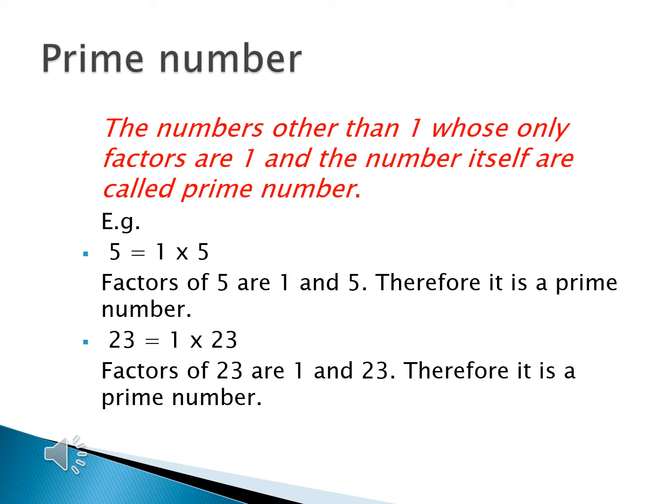Similarly, 23 is also expressed as 1 into 23. That is, factors of 23 are 1 and 23 only. There are two factors of 23, therefore it is a prime number. So this is how we can say whether a number is a prime number or a composite number.